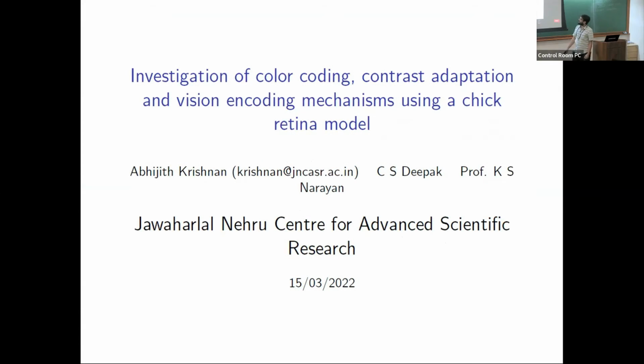Good afternoon, everyone. I'll be talking about investigations of color coding, contrast adaptation, and vision encoding mechanisms in the chick retina. The work was done in Professor Narayan's lab in JNC along with my senior Deepak and myself.